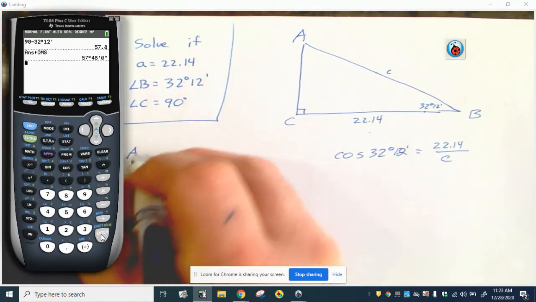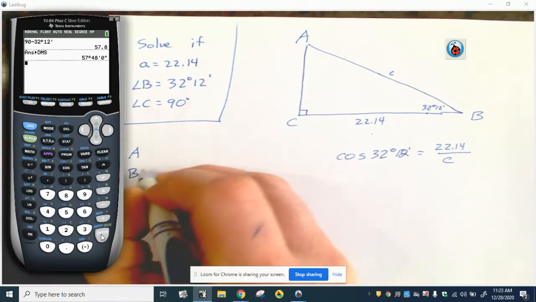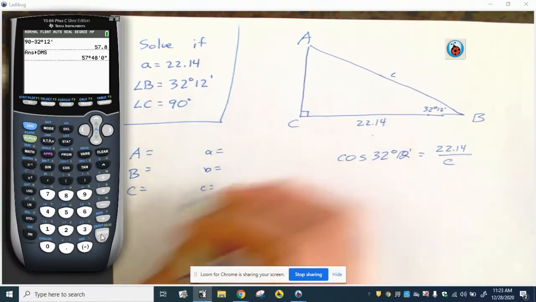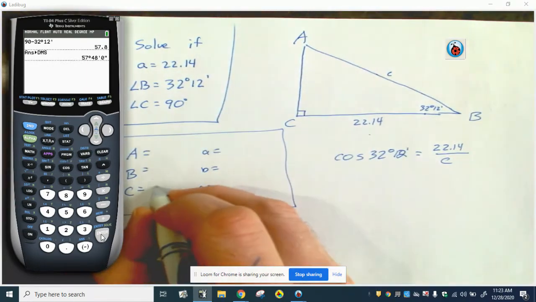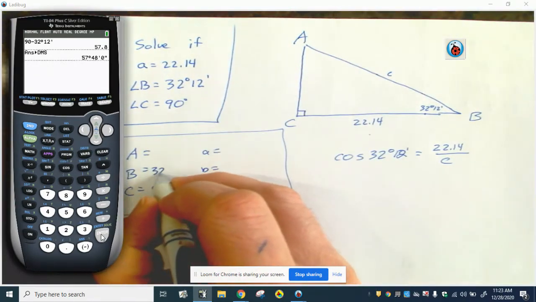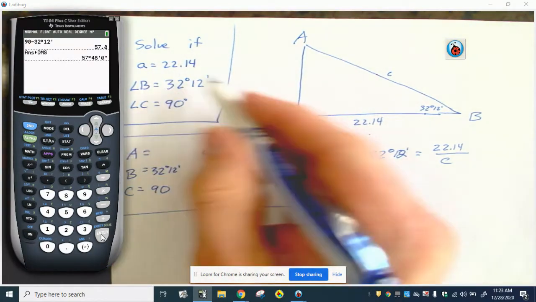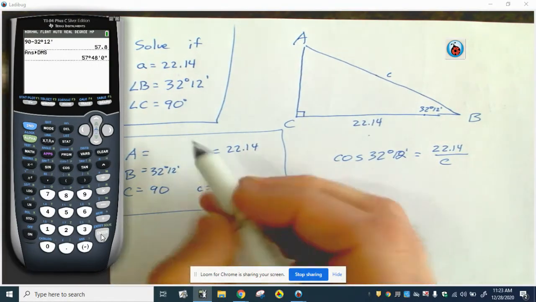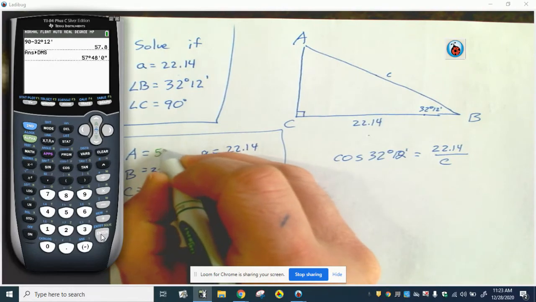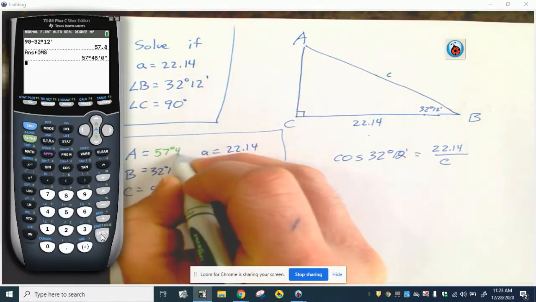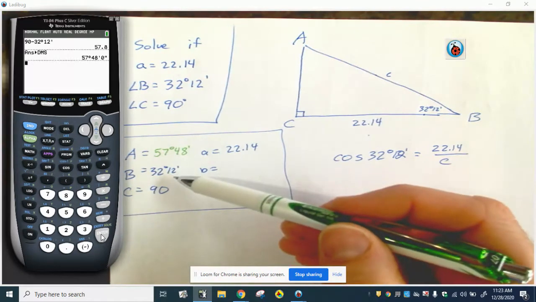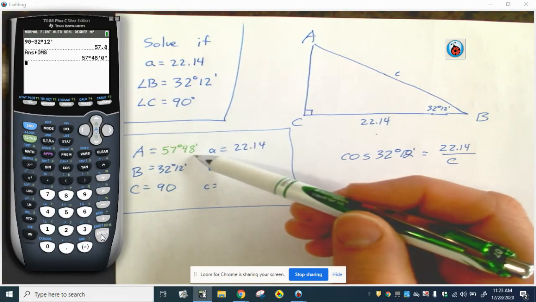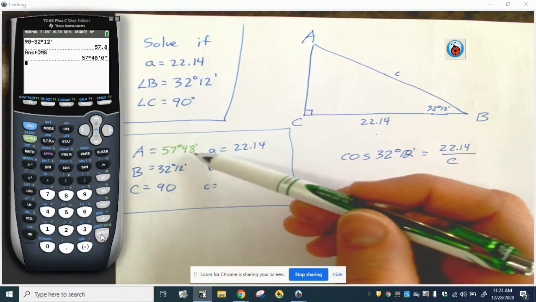Again, by the way, your angle ABC. This is how I want your answers, ABC. Put in your given information here. They gave us a 90. They gave us the 32 degrees 12 minutes. And they gave us side A, which is 22.14. Okay, we just calculated that the missing angle was 57 degrees, 48 minutes. Okay, and again, my rule is if it starts in degree minute seconds, I want it ending in degree minute seconds. Please don't mix it up with some degree minutes and some degree decimals.